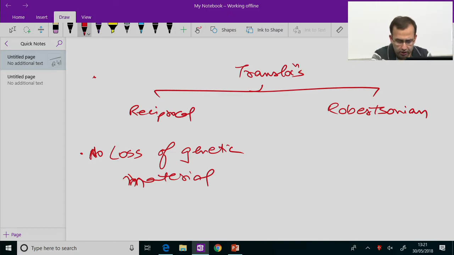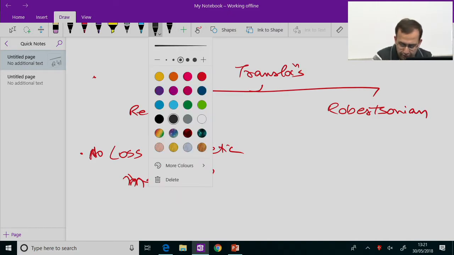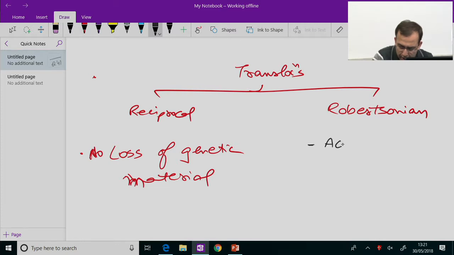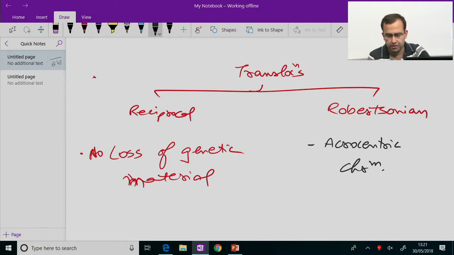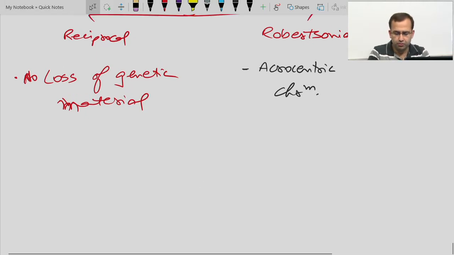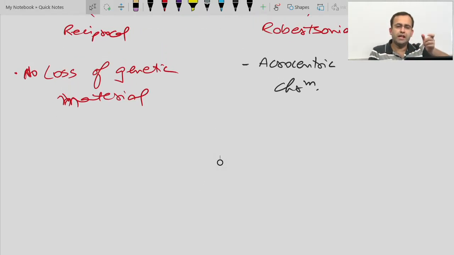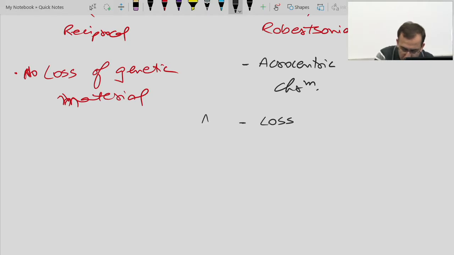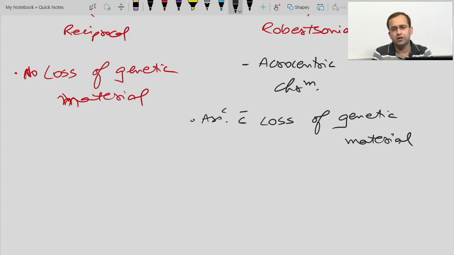Versus Robertsonian translocation, which first point occurs in acrocentric chromosomes. Acrocentric chromosome is a chromosome in which the centromere is present on one side. So you have a very short arm and a very long arm. This is associated with loss of genetic material.